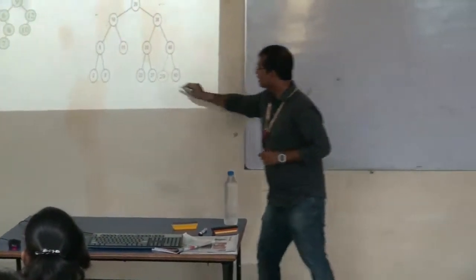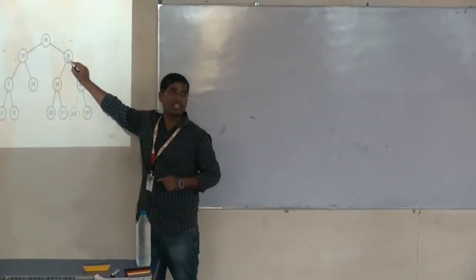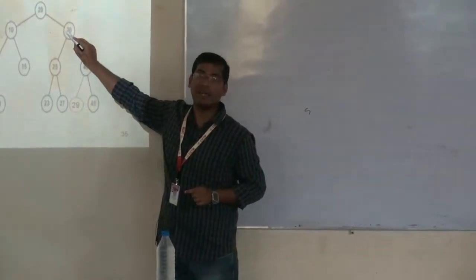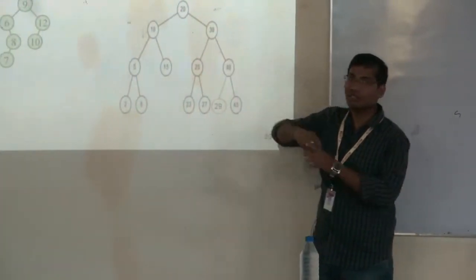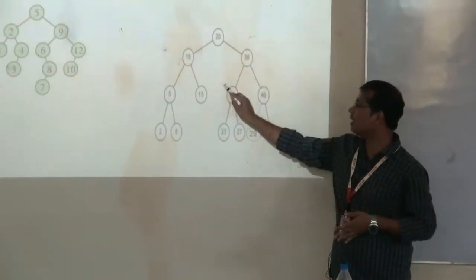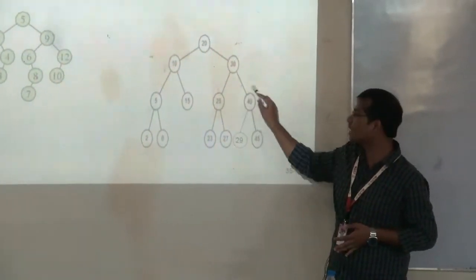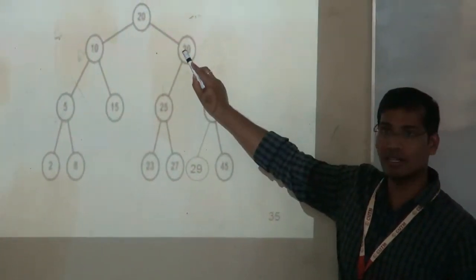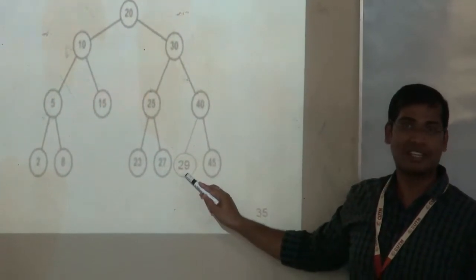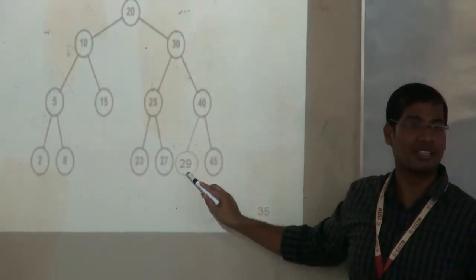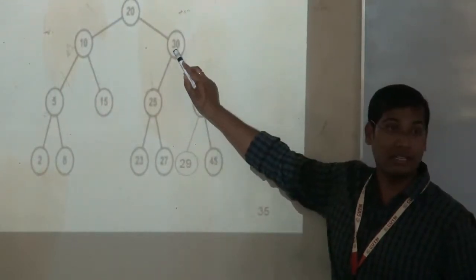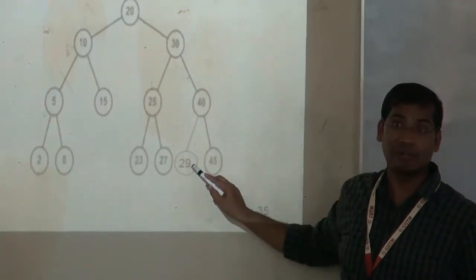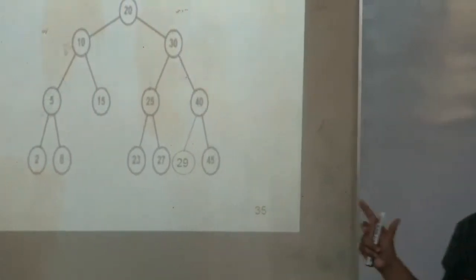Just look at 30. Assume 30 as a root. Randomly I am taking this as a node. So 30 is my root. This is my left subtree. This is my right subtree. All the values in the left side are smaller than this node, but you check 29. Is 29 smaller or greater? 29 is smaller than 30 and it is not allowed. Why? Because all the values in the right subtree must be greater than the node.